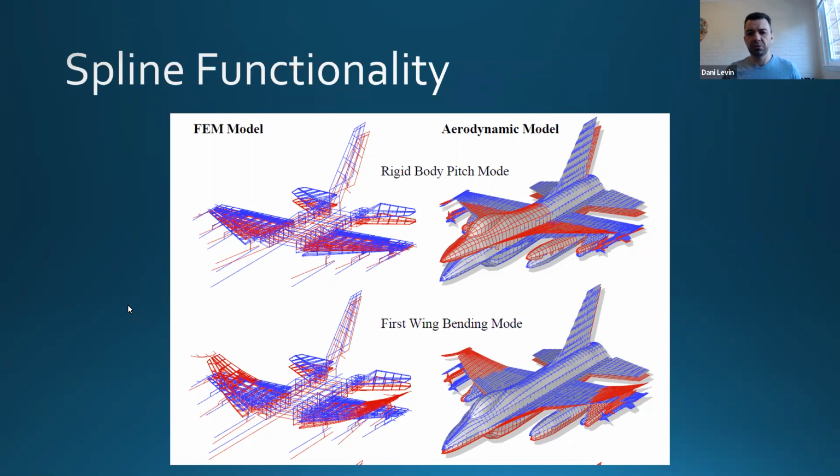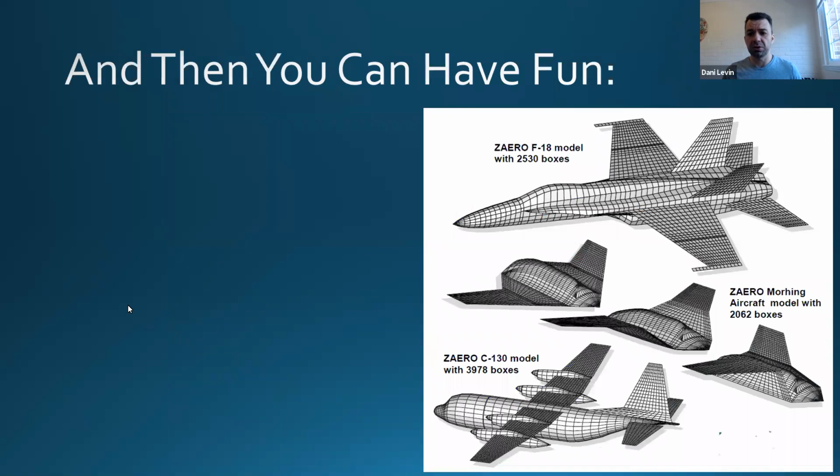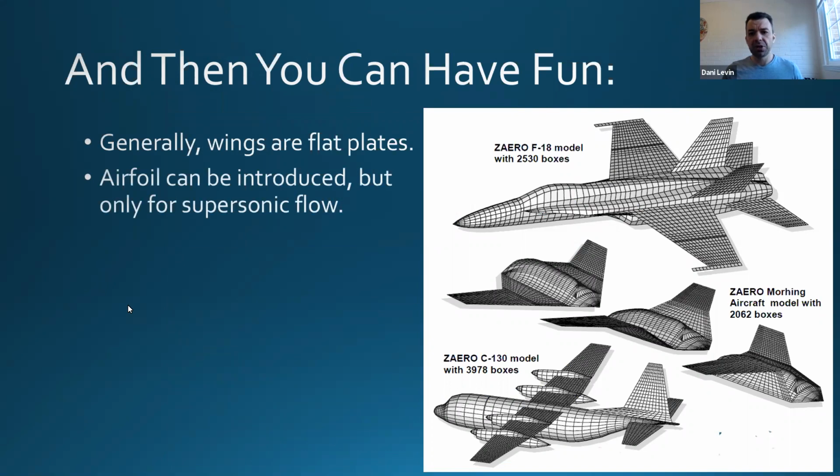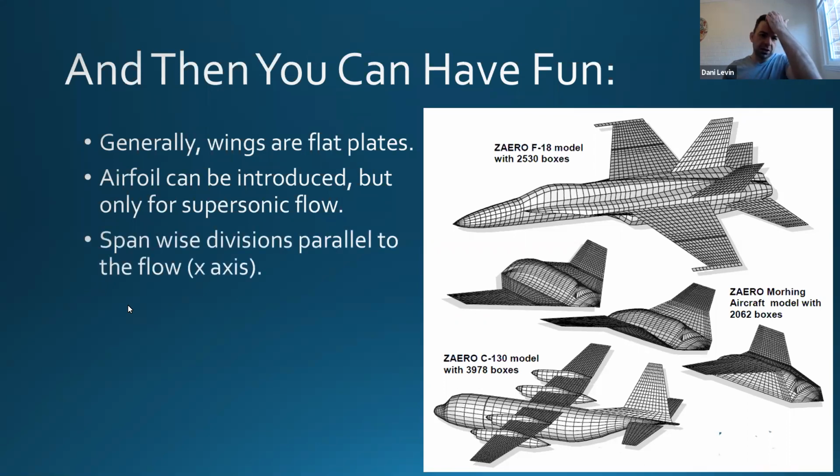Okay, so once you realize this, you can really have fun with ZAERO. You can build whatever you want, and just several points. Wings are flat plates. We can introduce airfoils, but they are active only for supersonic flows and for nonlinear corrections. Span-wise divisions have to be parallel to the flow, to the x-axis.